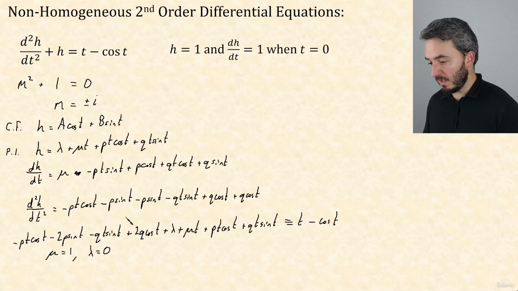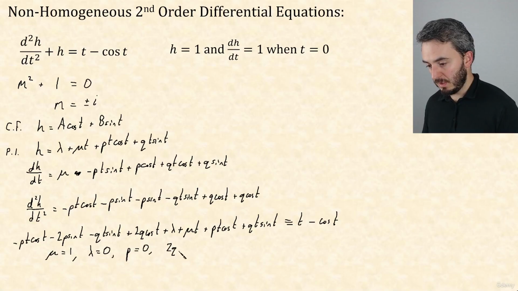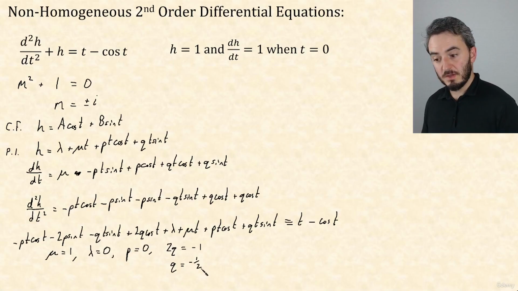Coefficient of sine t, well, on the left-hand side, it's just minus 2p. So that means that p is 0. And then the coefficient of cos t is 2q, and that should be -1. So we have 2q should equal -1, and so q is equal to -1/2. So with all of that in mind, we now have our particular integral.